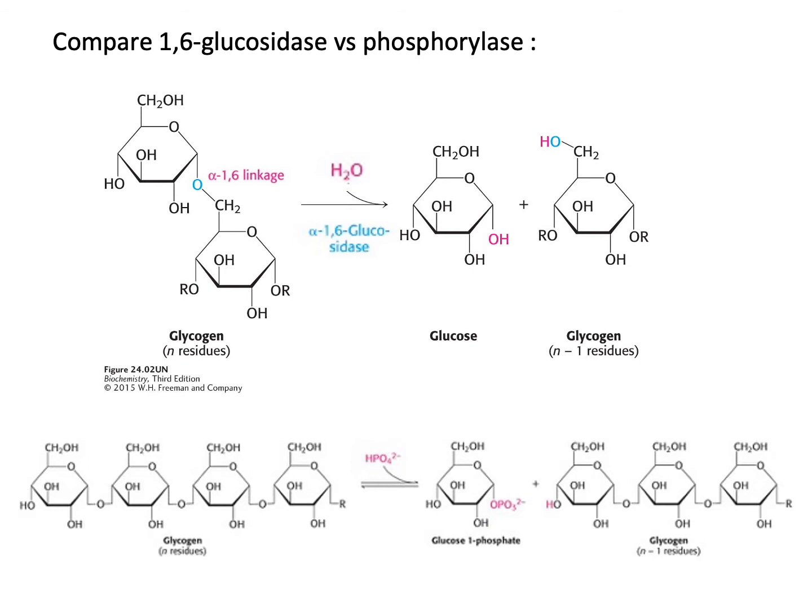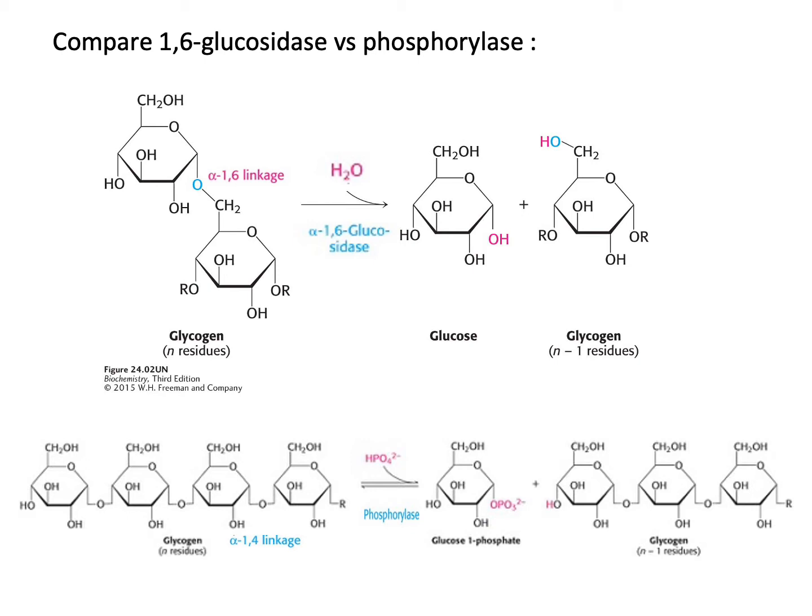Well, we saw this reaction before: with the alpha-1,6 linkage, the enzyme phosphorylase breaks down at the non-reducing end, releases one glucose-1-phosphate, and the glycogen has one less residue. So the difference between alpha-1,6 glucosidase and phosphorylase is that alpha-1,6 glucosidase will break down the alpha-1,6 linkage and release a glucose.